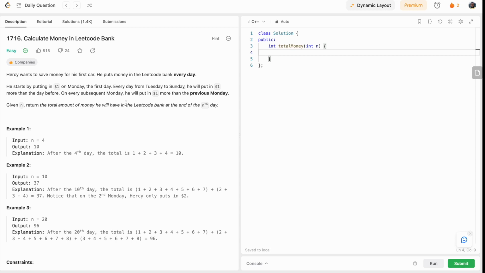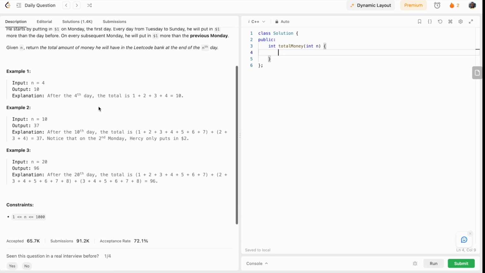Hello everyone. Today we are going to calculate money in the LeetCode Bank, which is the daily coding problem of today. Basically, what is happening here is that you have a certain number of days, which is the number of inputs n, and from that input you are supposed to compute the total amount that has been saved in the bank.